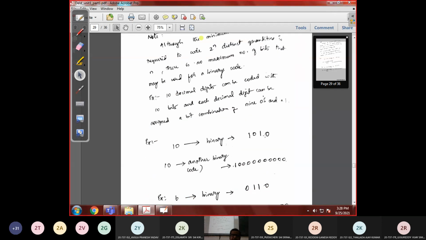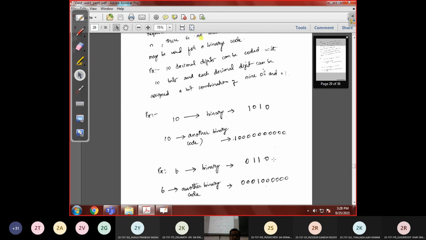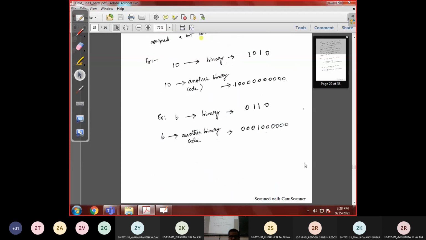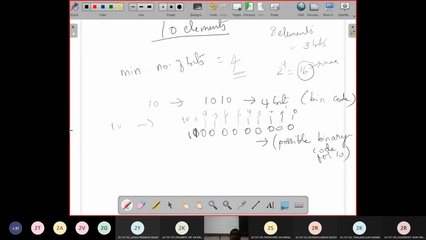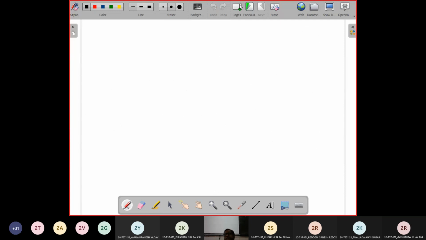So for 10, binary is 1010. Another binary code for 10 can be something like this. So for 6, binary code will be 0110. Another binary code for 6 can be something like this. So in this way, we can have so many binary codes for various elements of information which we have. Agree, guys? So there are a variety of binary codes available for us.